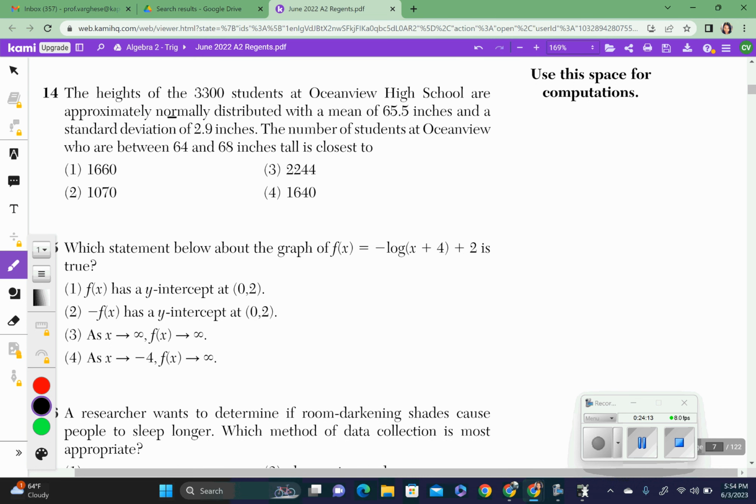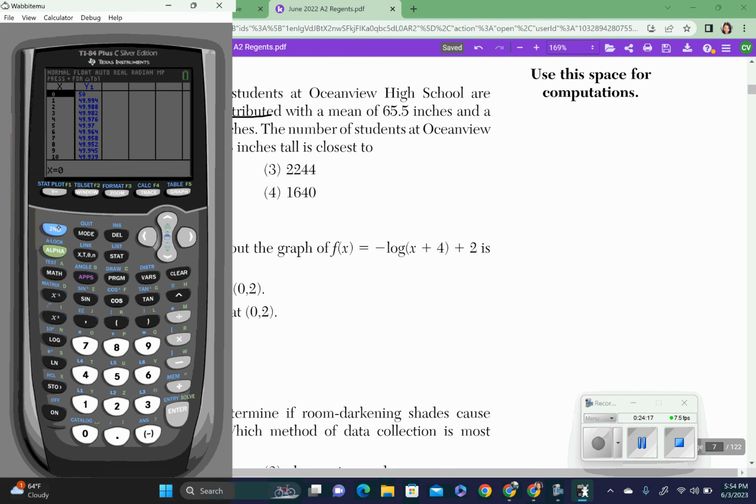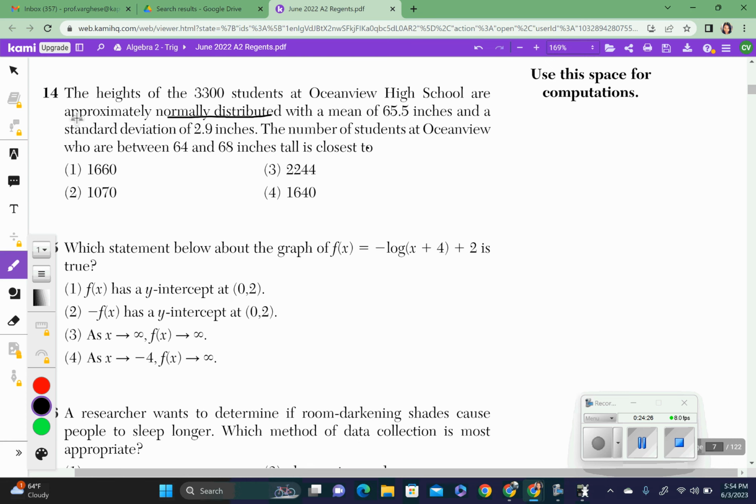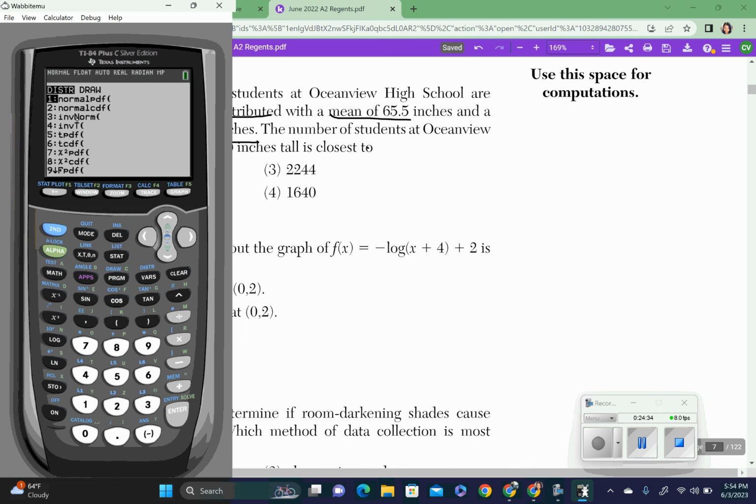As soon as they say normally distributed, you should know that in your calculator, you're going to use second bars, and you're going to do normal CDF. But let me just make sure. So yeah, they give you the mean, they give you a standard deviation of 2.9, and they want us to find between 64 and 68. So I was correct. Normal CDF is option number 2.